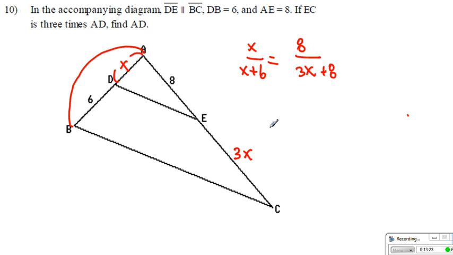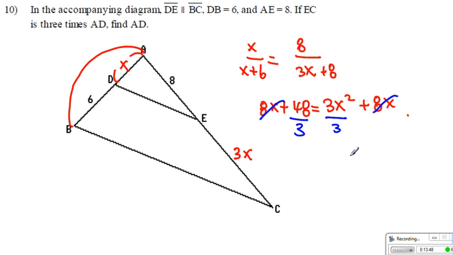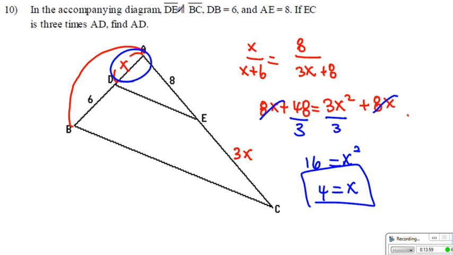Now then when we cross multiply, then we get to realize 8x plus 48 is equal to 3x squared plus 8x. Now we can subtract 8x from each side, cancels out, and then we can divide by 3, then x squared must be equal to 16. Therefore x must be equal to 4. That makes this one equal to 4. Alright, let us move on.